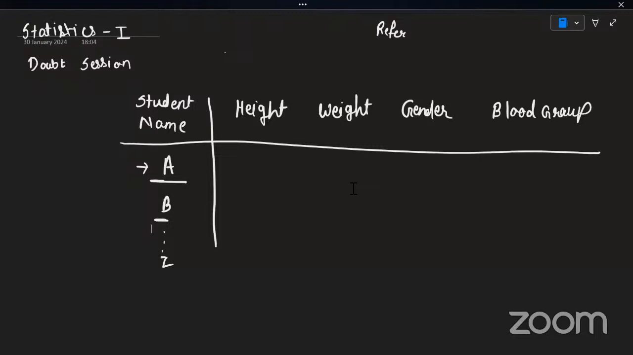Ma'am, please explain scales of measurement. Yeah, just a minute.